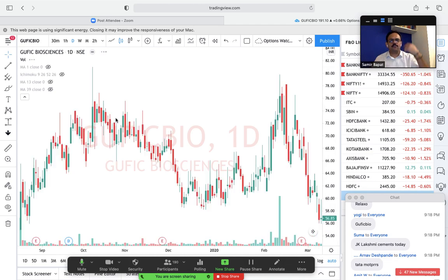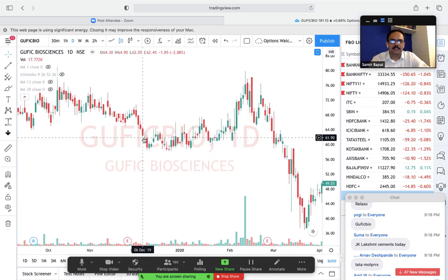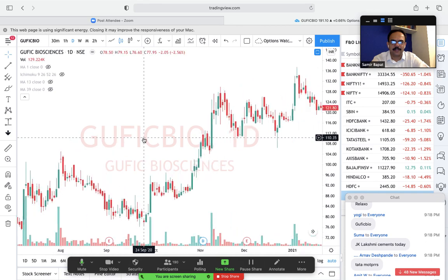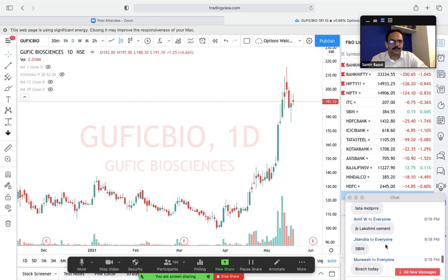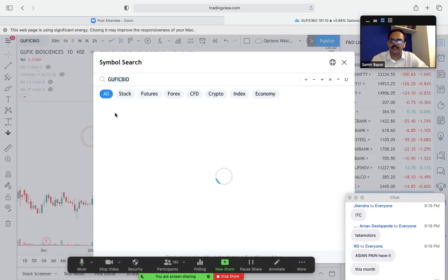Okay, what you can do, you people can search behind the scenes. You have TradingView open, right? So search there if you can find such an example, and then suggest the name. Rather than us hunting here for examples, you can search in the background and then suggest it to me. Anyone found any? Asian Paints? Okay, RG is saying Asian Paints.